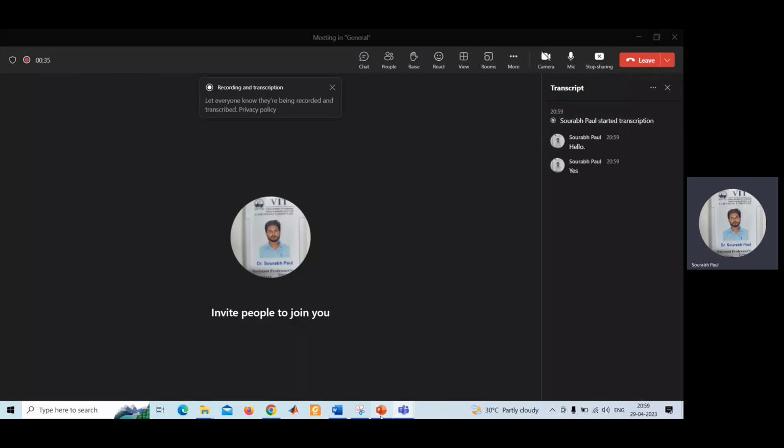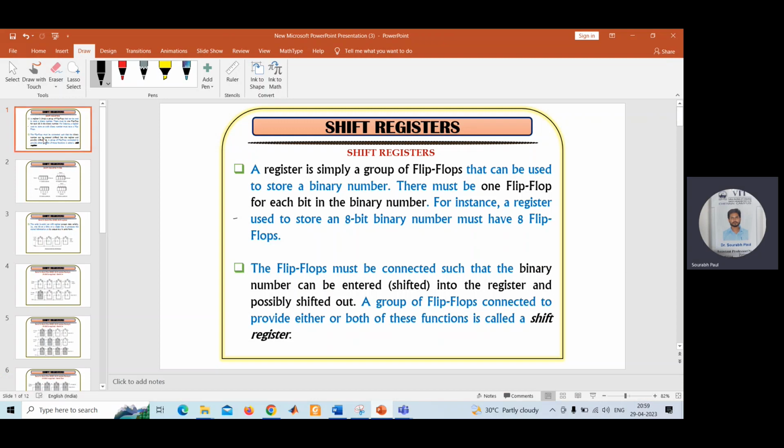Yes, so in this lecture, I'm going to discuss a very interesting topic in digital electronics, which is known as the shift register. What is the purpose of a shift register, what are the different categories, and how do they work? All these things I'll be covering in this lecture. So first of all, what is a shift register?